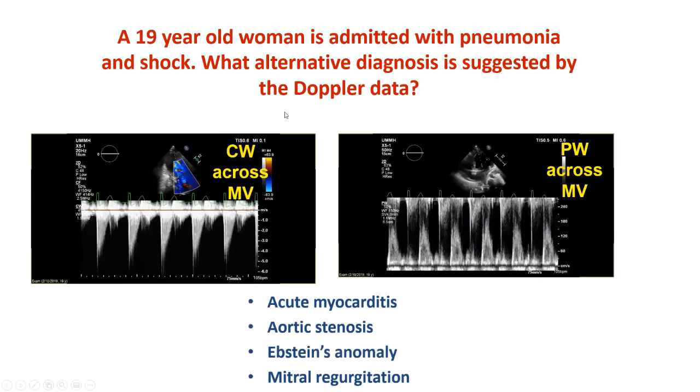Let's move back to the mitral valve for a second. Here's a CW across the mitral valve in a 19-year-old woman who presented to the hospital with pneumonia and shock. What should you be thinking about in this patient?